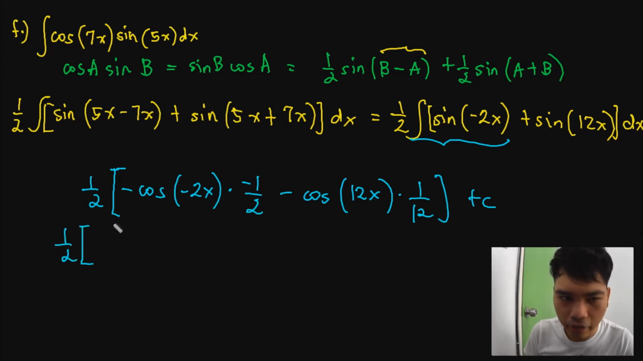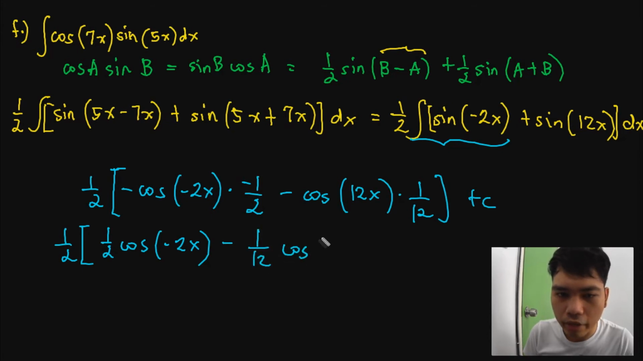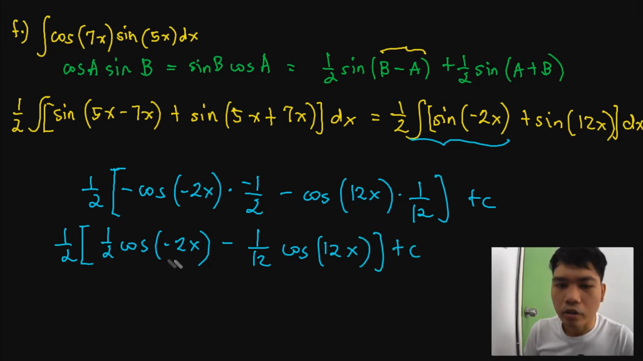So with this, we have, I think, 1/2 cosine of negative 2x and then minus 1 over 12 cosine of 12x plus c. Okay. So, ang gawin natin, try natin i-differentiate agad to para ma-check natin kung tama ba yung sagot natin. Saka tayo mag-simplify pa if possible.